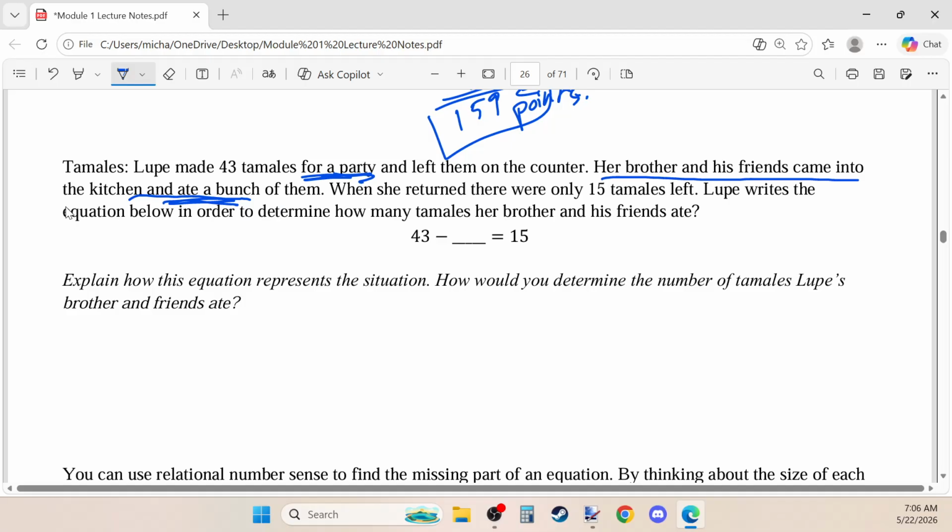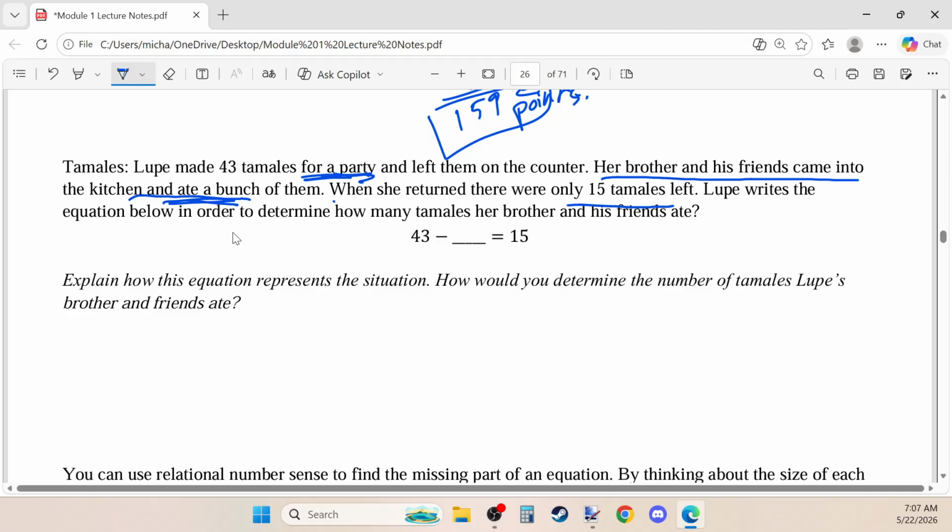Brother and friends came into the kitchen and ate them. Maybe they are the party. Hmm. You'd say that like they arrived for the party if they ate them legitimately. Otherwise, they just kind of stole her tamales for her party. That's not nice. When she returned, there were only 15 tamales. Yeah, like why would Lupe? Lupe might be nice and make tamales for a party she's not going to, but they should have invited her if that's the case. When she returned, there were only 15 tamales left.